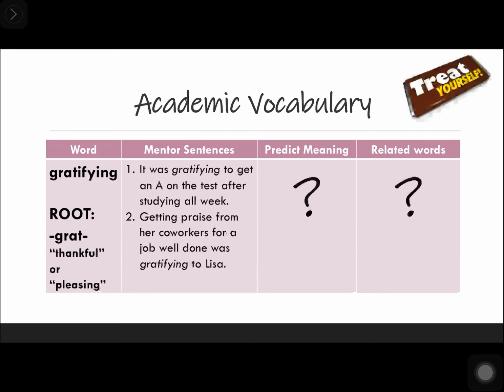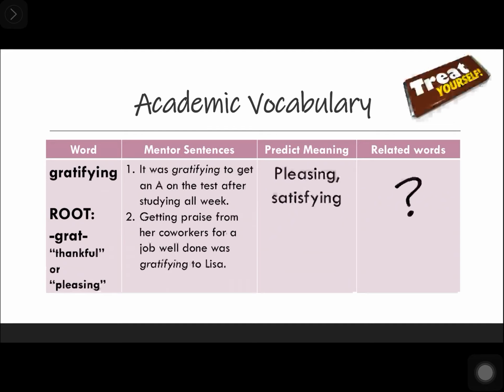Okay. Our next word is gratifying. It comes from the root grat, and it means thankful or pleasing. It is an adjective. It's a describing word. It was gratifying to get an A on the test after studying all week. Getting praise from her coworkers for a job well done was gratifying to Lisa. Go ahead and predict the meaning now.